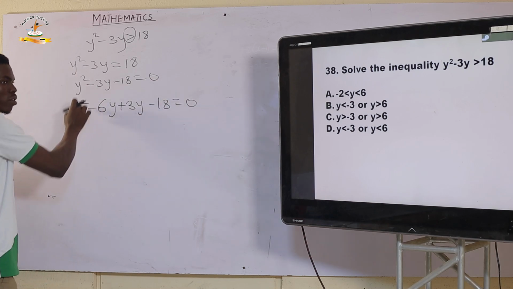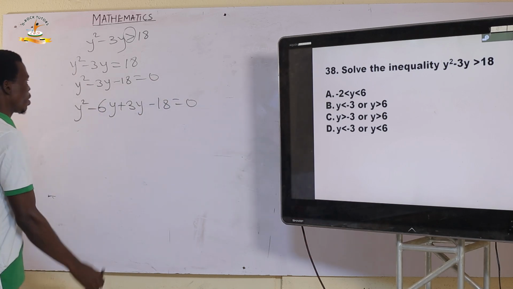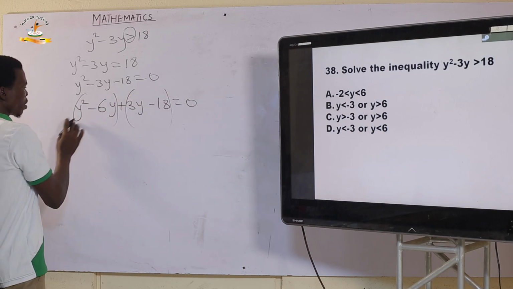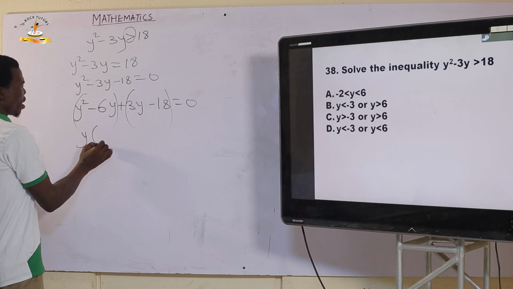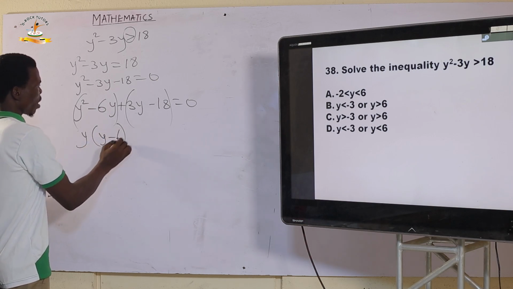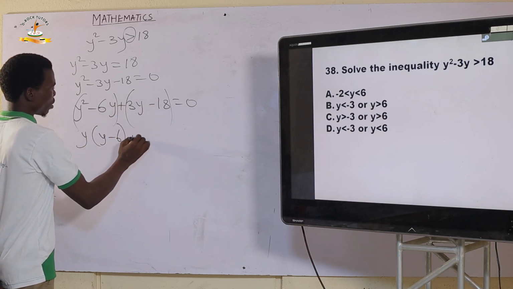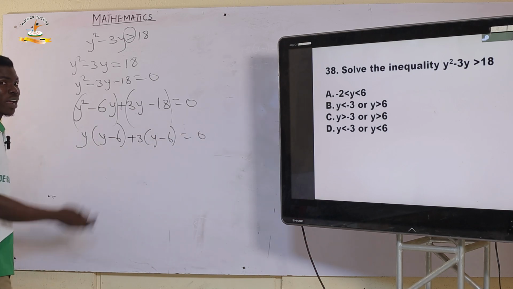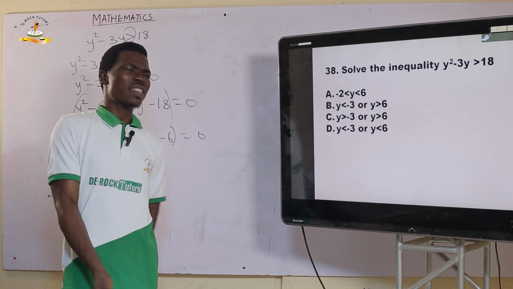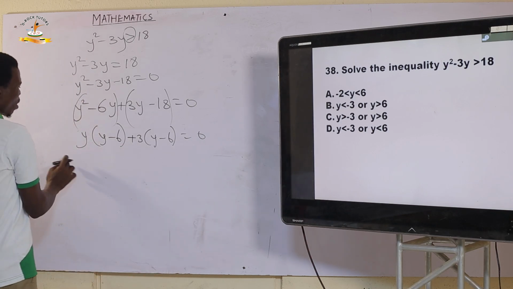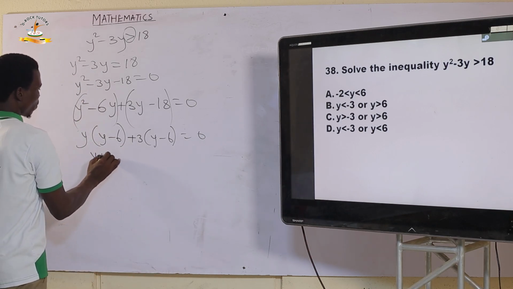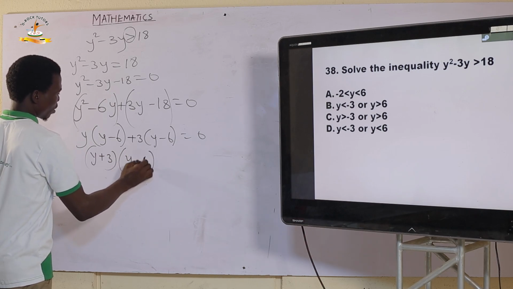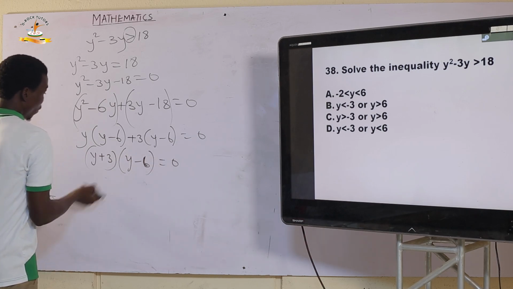Add these two together, you get minus 3y. Now I bring the first two and the last two terms in brackets. What is common? It is y and y minus 6. And what is common in the last two? It is plus 3 and y minus 6. And this is 0. Don't forget the two brackets must be the same. So you bring the outside terms together, y plus 3, then one of the brackets, y minus 6, and this equals 0 for the meantime.